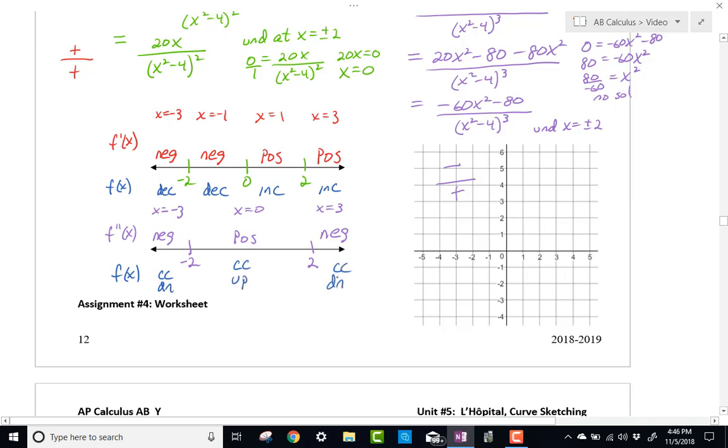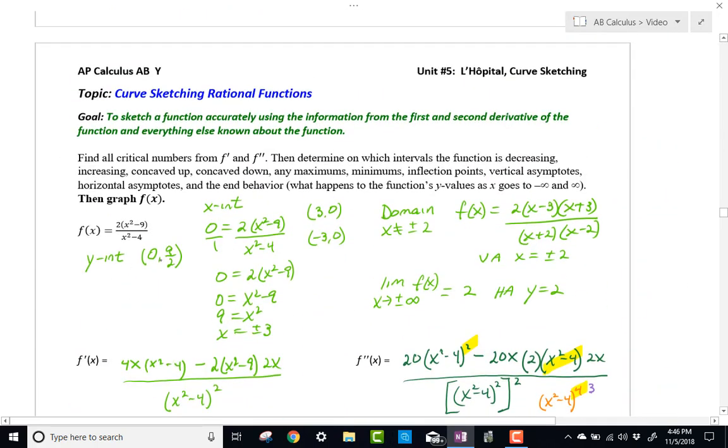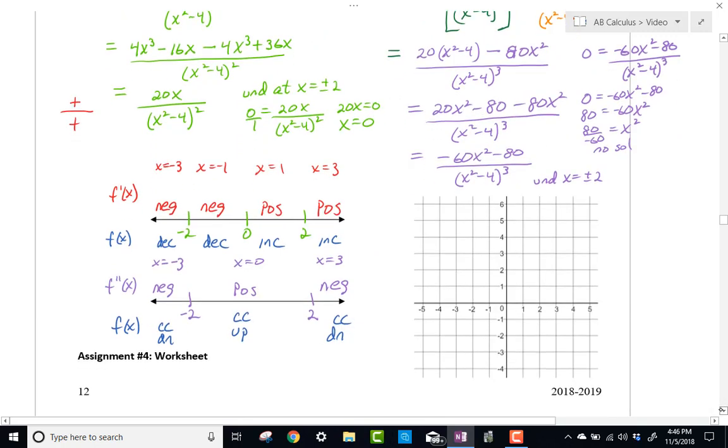All right. Whew. I think we're ready to graph. That was a lot of work in there, wasn't it? All right. So if you look at the top of your paper right now, and you look at all of the stuff that we had for f of x, I'm going to start by graphing all of this stuff up here. My y-intercept at 0, 9 halves. My x-intercepts at negative 3, 0, and 3, 0. And then my vertical asymptotes at plus and minus 2, and my horizontal asymptote at 2. All right, so I'm going to start with all of that stuff right now.